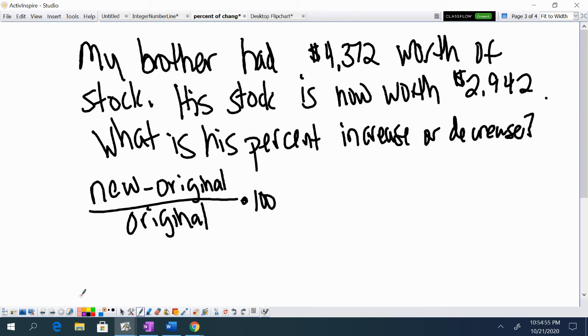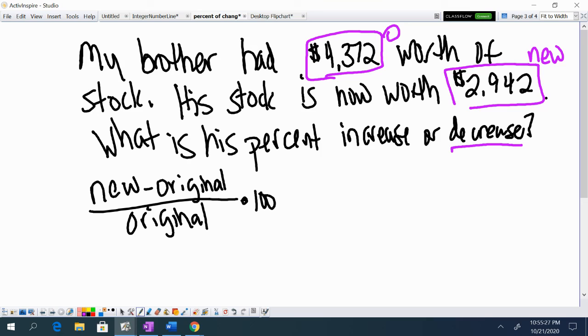On the last one, it says my brother had $4,372 worth of stock. His stock is now worth $2,942. What is his percent increase or decrease? This is what he started with. That's the original. This is what he has. That's the new. Doesn't that look like a decrease? So you solve it.